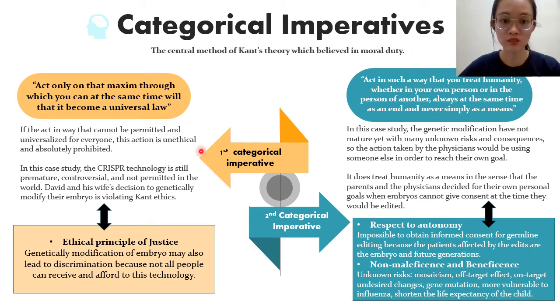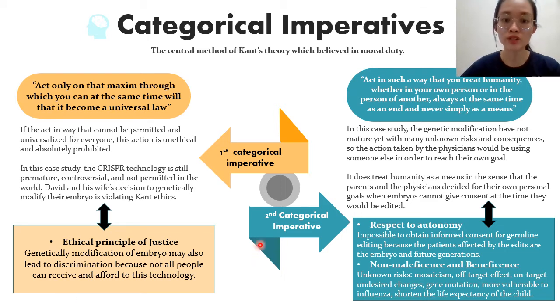Okay, now we look at the categorical imperative. Based on the first categorical imperative, if an act cannot be permitted and universalized to everyone, this action is unethical and absolutely prohibited. In this case study, the technology is still premature and not allowed in the world. So David and his wife's decision to genetically modify their embryo violates Kantian ethics. It is also related to the ethical principle of justice, because genetic modification of embryos may lead to discrimination, as not all people can access or afford this technology.